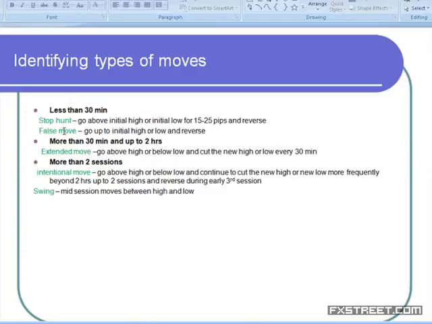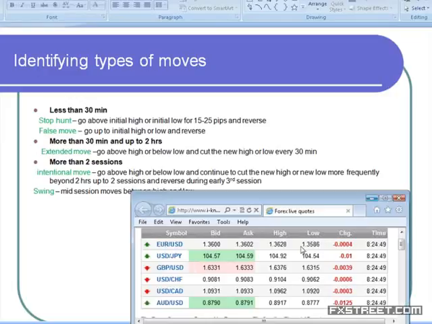So I explained how exactly they use the stop and the extended move and the intentional move. The false move happens during the gap time and also before the data release. So 13:30 is the data release time. They will quickly bring in much volatility in the market around 13:25 to 13:30, and that will create fear in the traders.